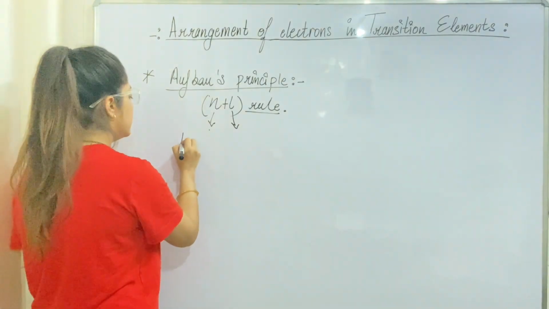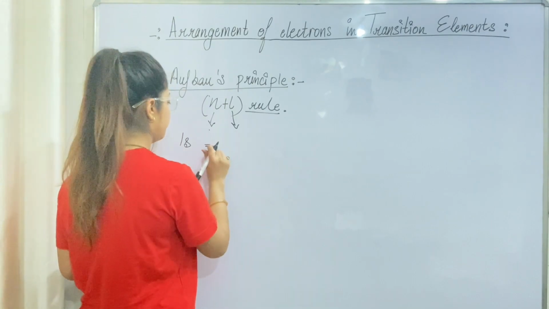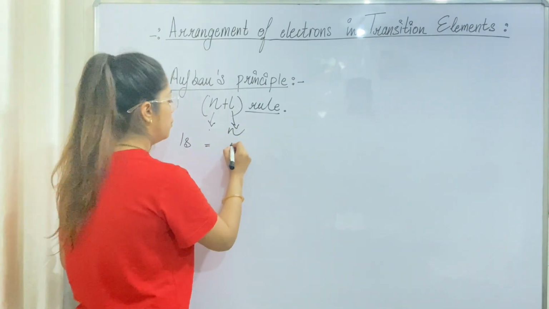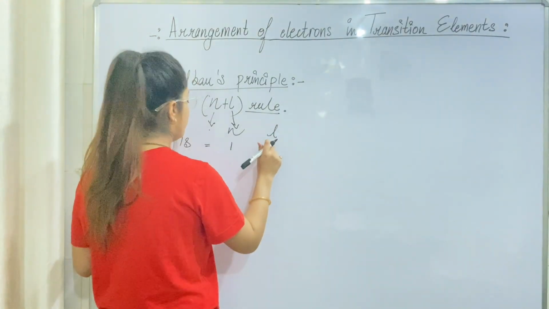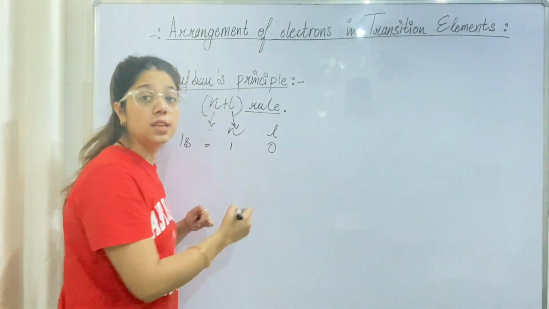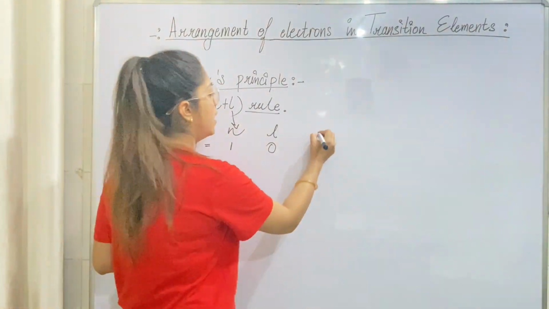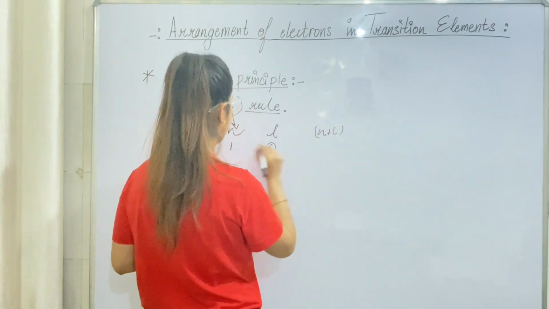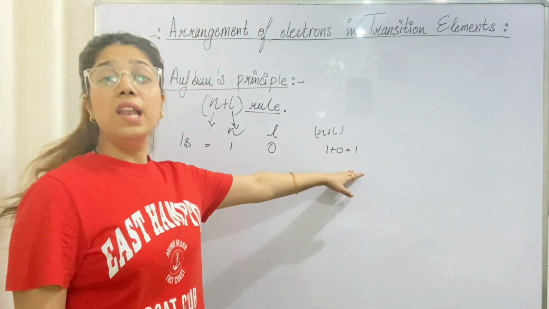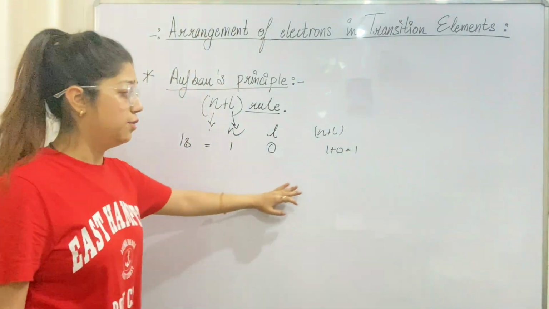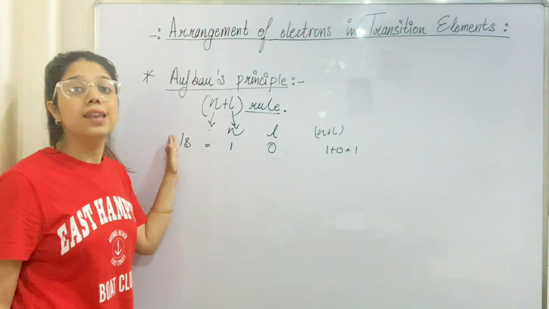All right, so the N plus L rule says this is the principal quantum number and this is the azimuthal quantum number. For example, for the orbital 1s, the value of N is 1. For s, the value of L is always 0. Now if we do N plus L, the value is 1 plus 0, that is equal to 1. That means the first electron will go into the 1s orbital.